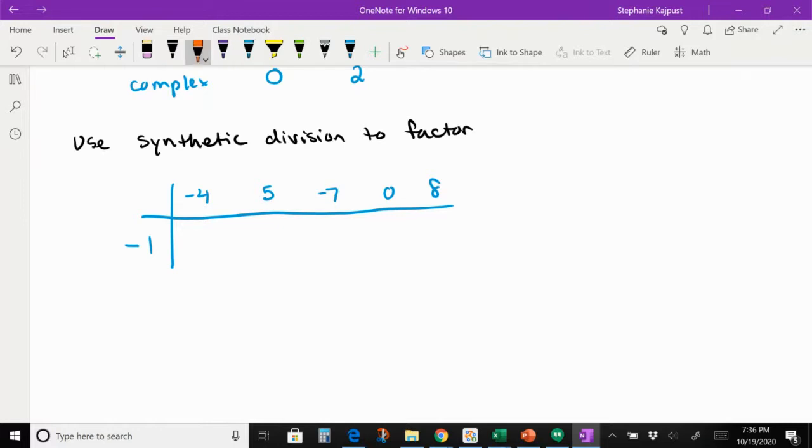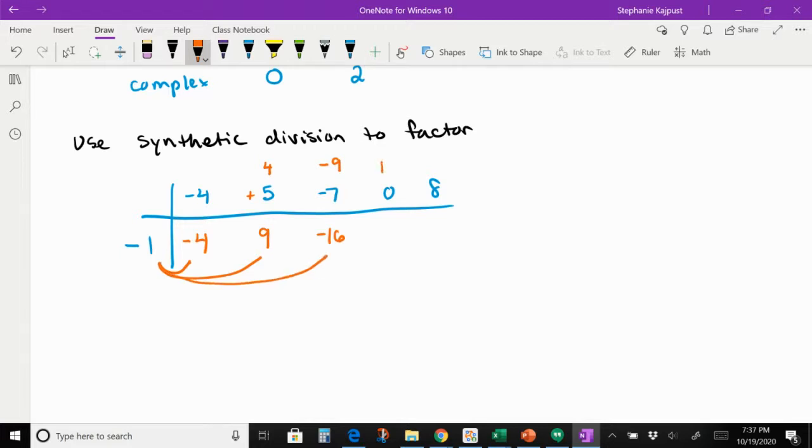So now with the synthetic division, that first number always drops down. And then you're multiplying these numbers together. So -1 times -4 is 4. And then 4 plus 5 is 9. So this is how I write my synthetic division. And then you multiply. -1 times 9 is -9. -9 minus 7 is -16.